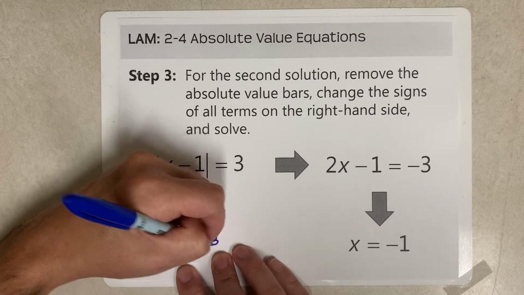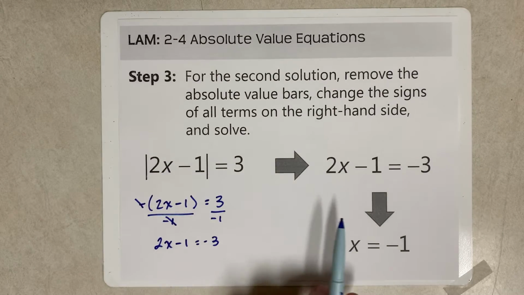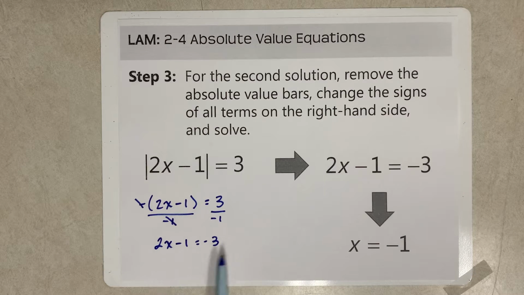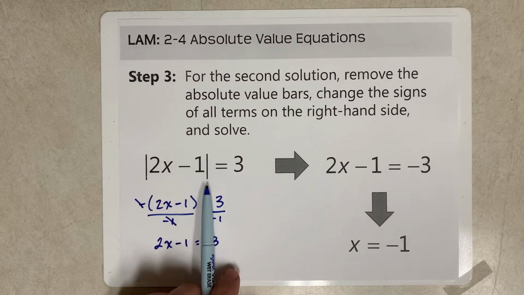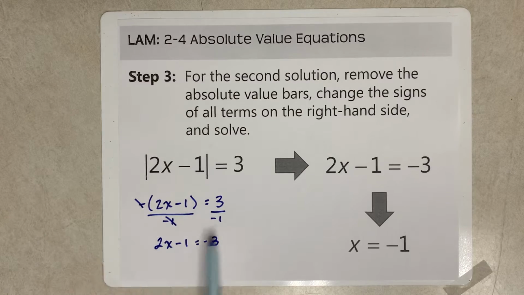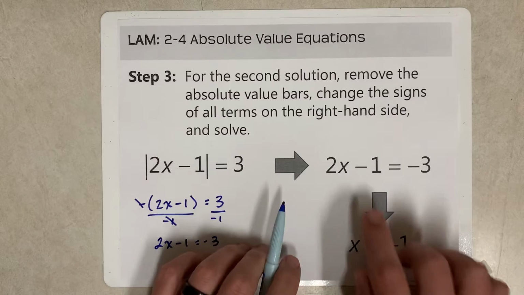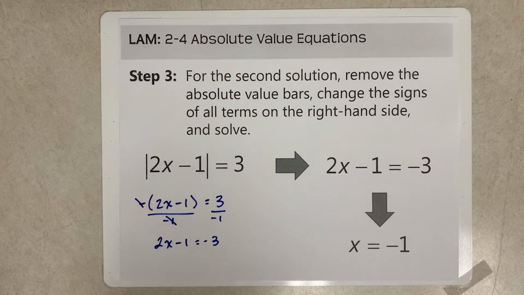You get -3. So in the procedure, this is why the third step for the second solution is like this: when you remove those absolute value bars for the second one, just make this number negative, and then you avoid all of this step right here. But that's actually what's happening. And so if we solve this, we get a different solution of x equals -1.